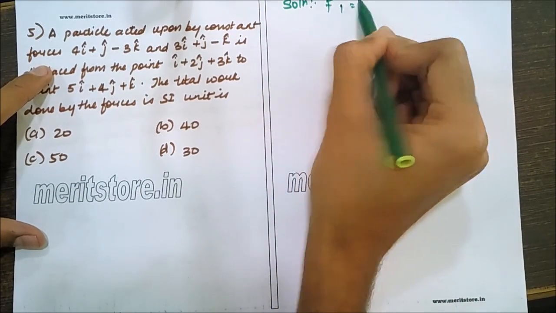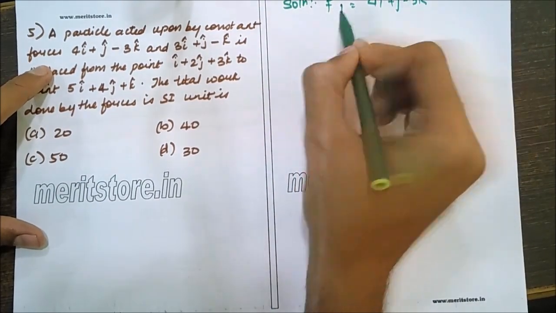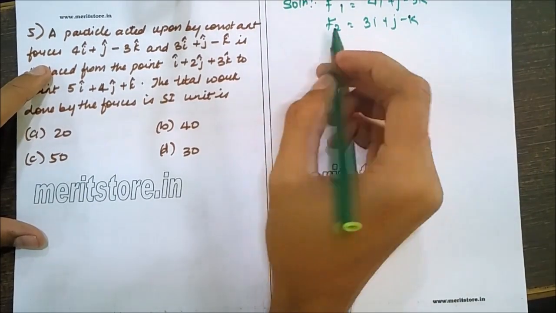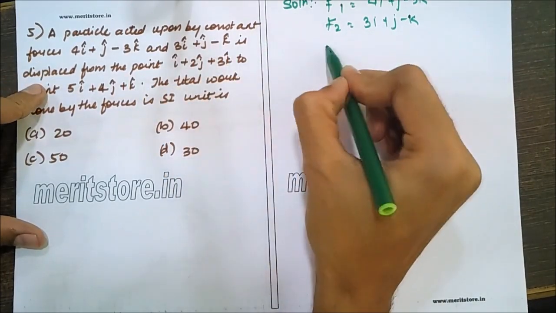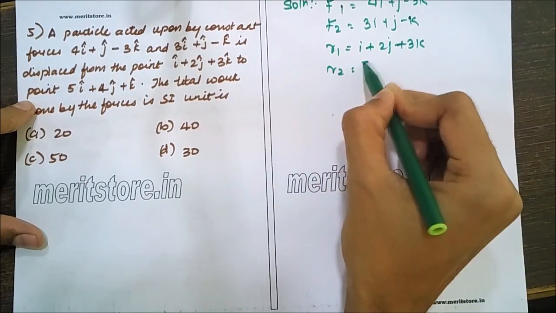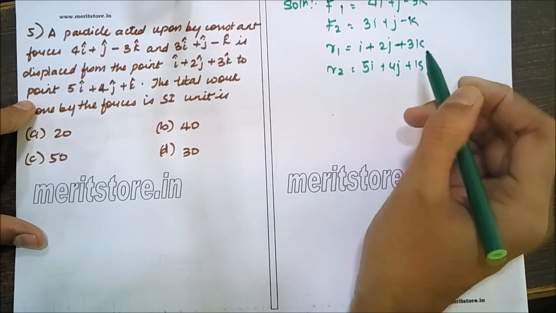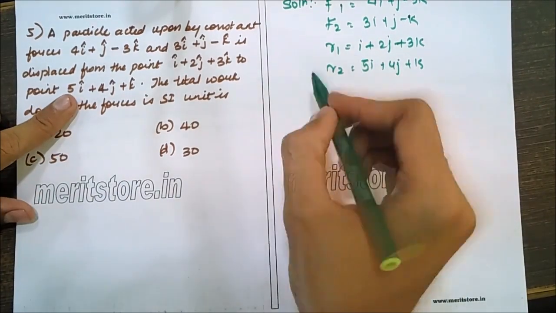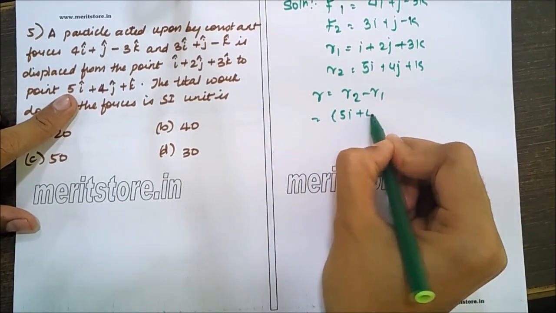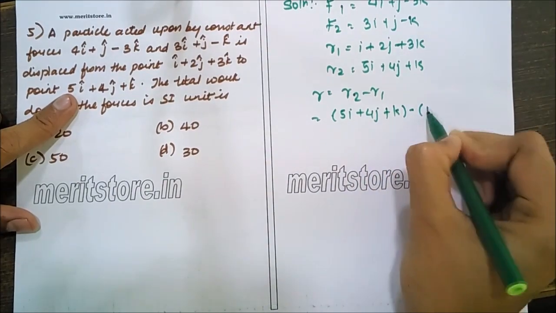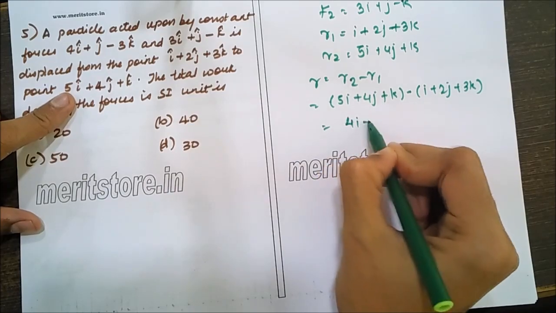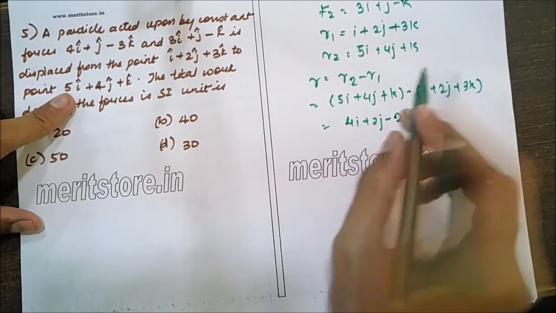So we have F1 which is equal to 4i plus j minus 3k and F2 which is equal to 3i plus j minus k. And for the displacement, we have the points r1 equals i plus 2j plus 3k and r2 equals 5i plus 4j plus k. So the total displacement is r, which is equal to r2 minus r1. So we have 5i plus 4j plus k minus i plus 2j plus 3k. Solving the terms, we get 4i plus 2j minus 2k. Okay, this is the displacement.